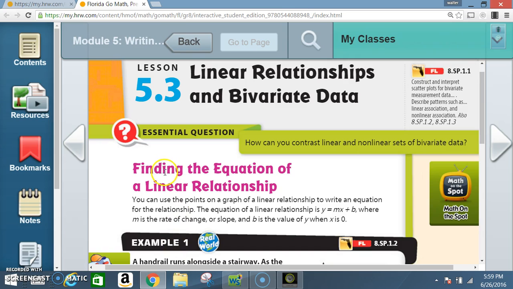Example 1, finding the equation of a linear relationship. You can use the points on a graph of a linear relationship to write an equation for the relationship. The equation of a linear relationship is y equals mx plus b, where m is the rate of change or slope and b is the value of y when x is 0.